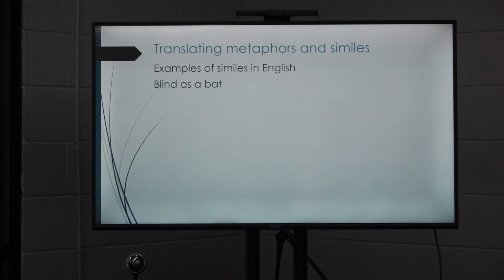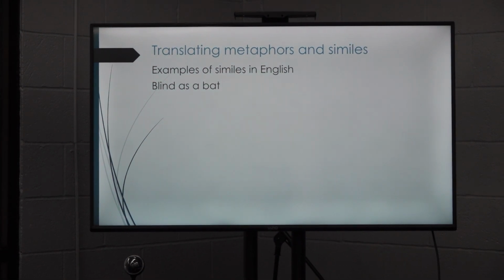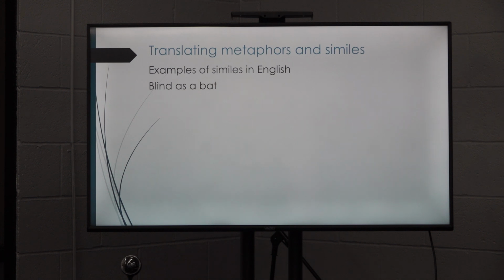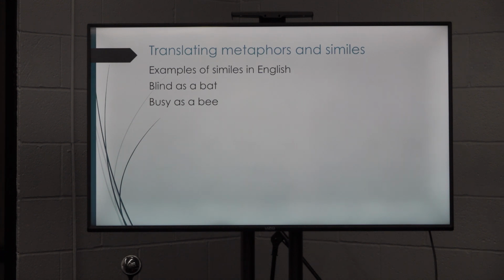Some examples of similes in English. Blind as a bat. Now we all know that bats aren't really blind, but there it is. It means that person has really poor eyesight. Busy as a bee, very active. Clear as mud.